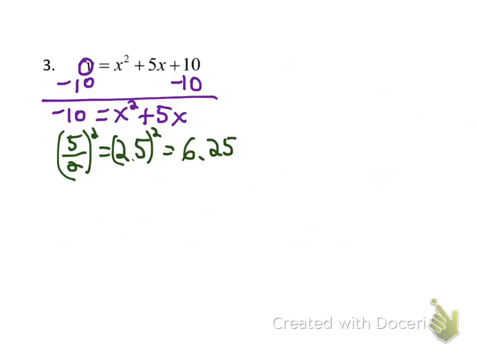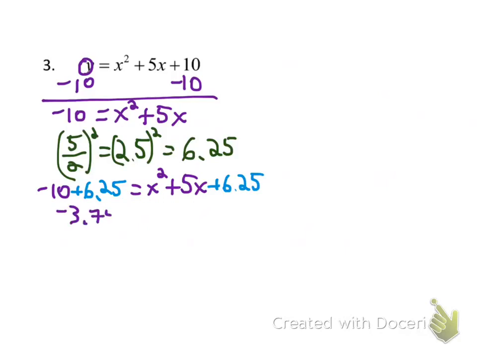What we can do then is we're going to take that 6.25 and we are going to add it to both sides to make sure the equation is balanced and stays equal. So then we can simplify the left-hand side there, and that will give us negative 3.75. And again, we're looking for a binomial squared.